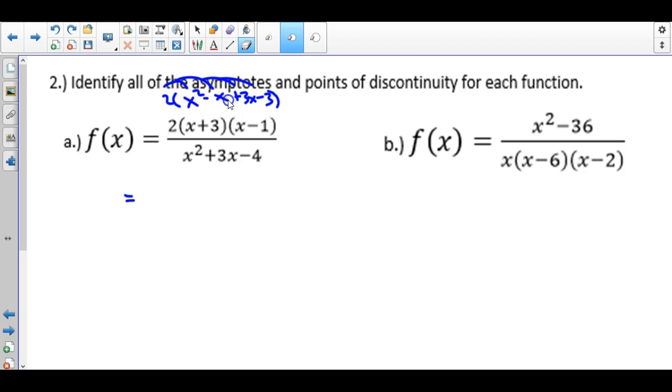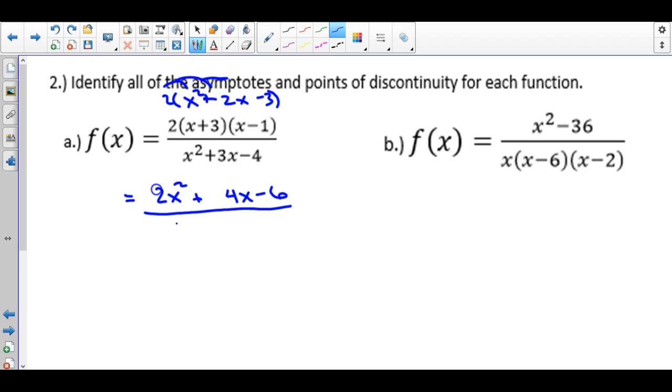So really, I have a negative x plus 3x. So this inside is a positive 2x. So what I'm going to do is distribute that 2. So I really get 2x squared plus 4x minus 6. In my denominator, I have x squared plus 3x minus 4. And the reason I'm putting these in expanded form first is so I could compare my degree, which is the highest exponent of the numerator and the denominator.